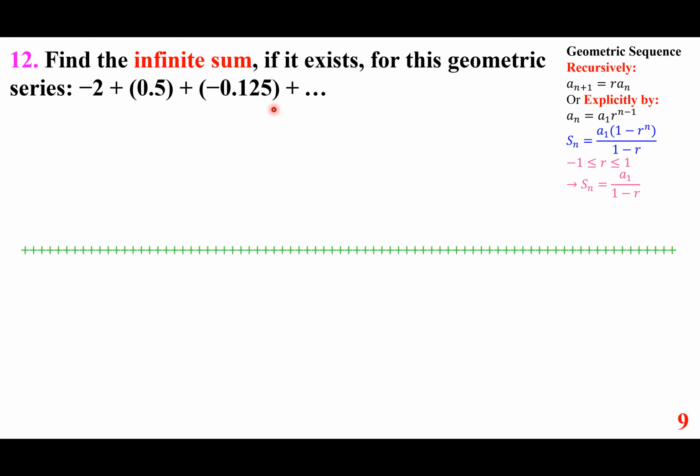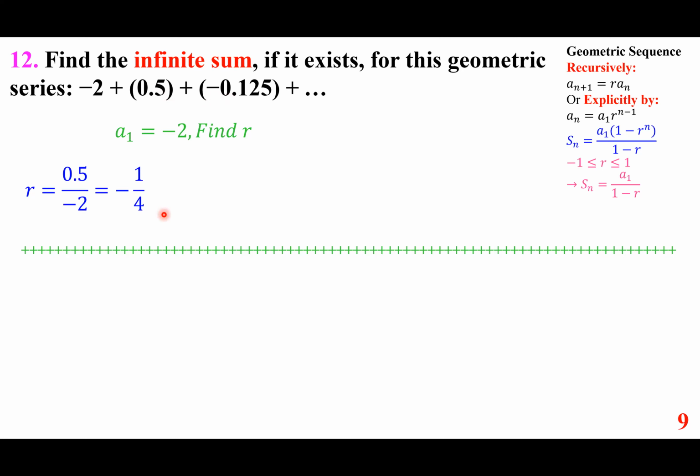So first, let's figure out the two things. What is the first term? Clearly it is negative 2. And let's find the r. To find r, when we divide 0.5 by negative 2, that means 1/2 over negative 2, or negative 1/4. If you divide this number by 0.5, it gives you the same result. You really have to check both to be on the safe side.